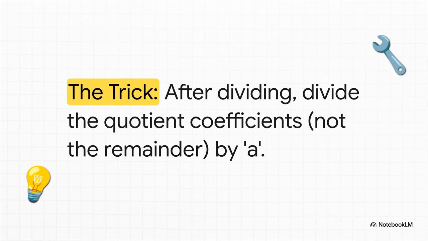You take all the numbers in the quotient part of your answer, so everything except the remainder, and you divide all of them by that leading coefficient, a. It's a super simple tweak that makes this method work even for those trickier problems.